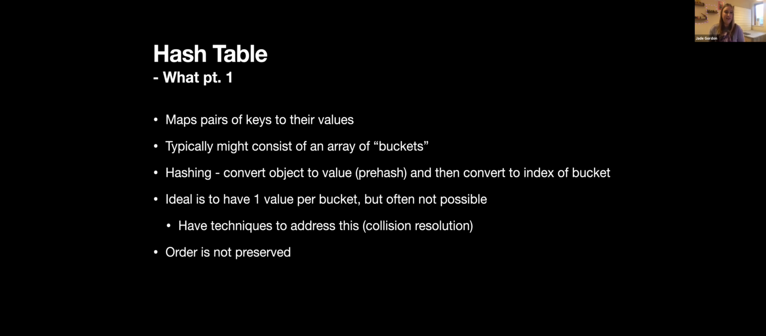So the ideal here is that we want to have a one-to-one mapping of one value per bucket, at most. But that's obviously not always possible. There's various reasons for this, and as a result, there are techniques to alleviate hash collisions. And something that's quite important to know about the standard hash table, without any extra functionality in an implementation, is that in general the order is not preserved.